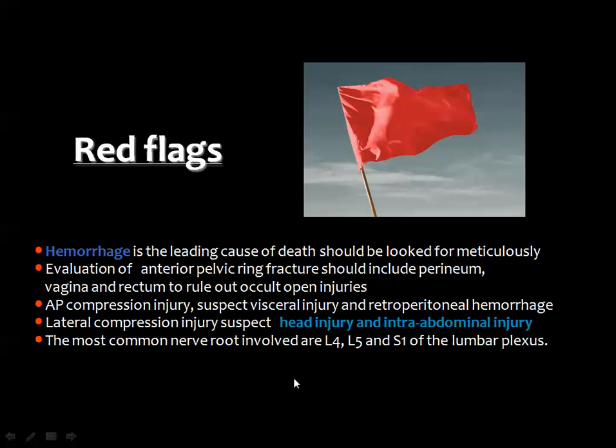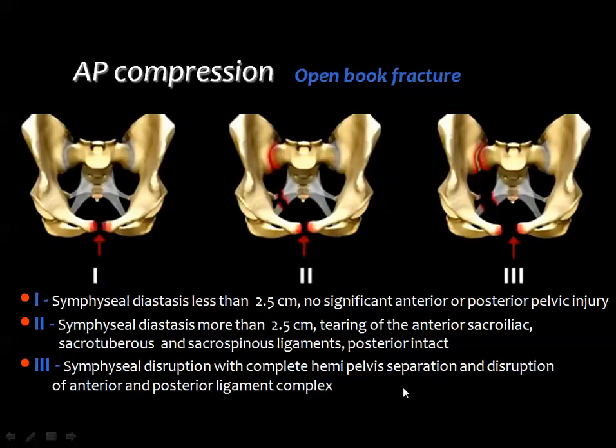In these conditions, the head injuries and intra-abdominal injuries may also be suspected. Also, the involvement of the lumbar plexus may occur. And these are the types that were clearly demonstrated in the video. You have the open book compression fracture with three types according to the degree of diastasis of the pubic symphysis as well as the associated posterior rim injuries. We have three types, the type 1, type 2, and type 3.